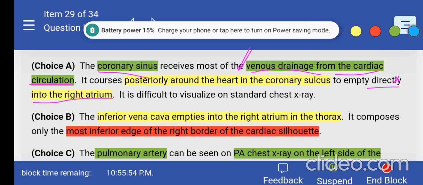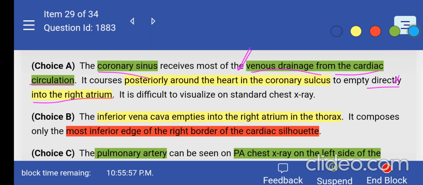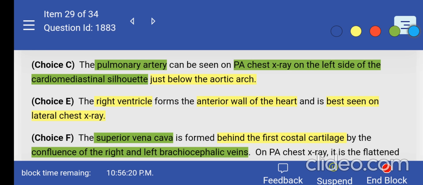Why not option B? The inferior vena cava empties into the right atrium in the thorax, right? Okay, it composes only the most inferior edge of the right border of the cardiac border. Okay, it will form the most inferior edge of the right border. Why not option C? Because the pulmonary artery can be seen on posterior anterior chest X-ray on the left side of the cardiomediastinal border, right? Just below the aortic arch.